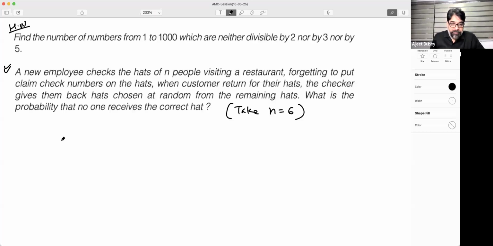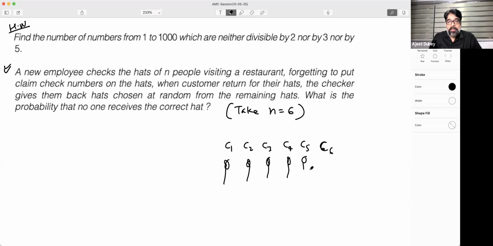Take it here. First thing, 6 caps are there. Let's give the name of the caps C1, C2, C3, C4, C5, C6, and there are 6 humans. I have to arrange these caps in such a way that no human should get the correct cap. So this is purely derangement. The total number of ways of giving caps will be 6 factorial. This is the total possibility. And how many ways can go wrong?